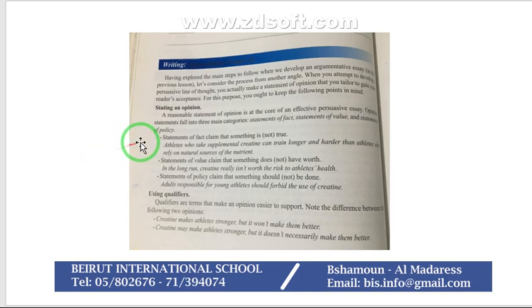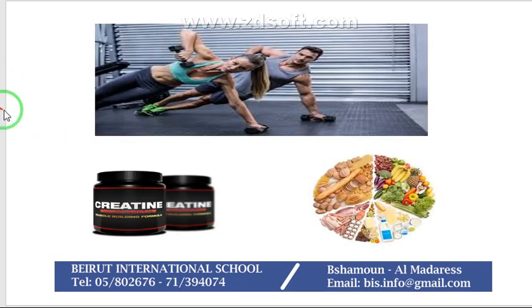I'm going to give you some examples of 3 statements of opinion: one of fact, one of value, and one of policy. Let's take this issue into consideration. Athletes who take supplemental creatine can train longer and harder than athletes who rely on normal sources of the nutrient. A statement of value: in the long run, creatine really isn't worth the risk to athletes' health. Taking a stance, as you've noticed.